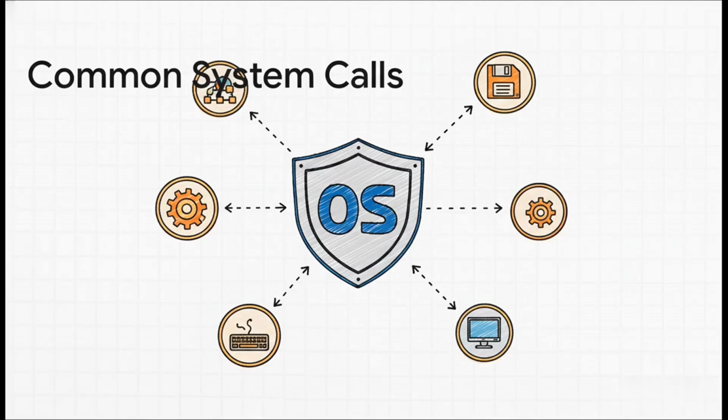And when you stop and think about it, almost everything a program does that's actually useful to you requires a system call. You save a file? System call. You see something pop up on the screen? System call. You type on your keyboard? Yep, system call. Your app connects to the internet? You guessed it, system call. Every process is in a constant conversation with the OS, asking for permission to do its job.